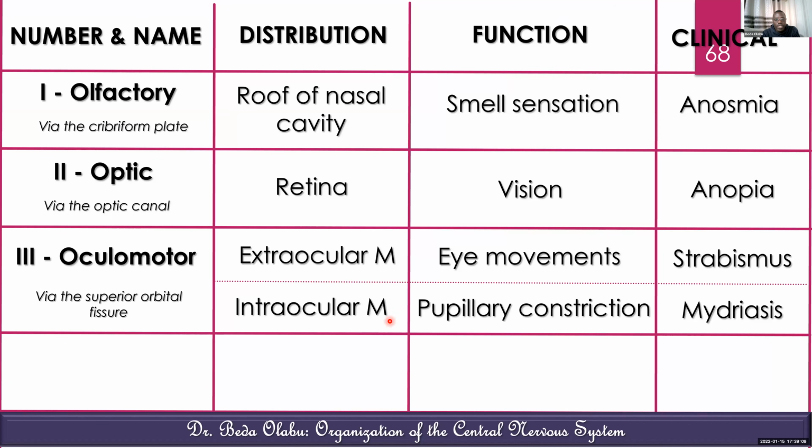Now, the oculomotor does not just supply the smooth muscles of the iris only, it also supplies the smooth muscles of the ciliary body. Remember, the smooth muscles of the ciliary body are still part of the intraocular muscles. Those particular muscles are the ones that control the shape of the lens, which is important in focusing. And so the oculomotor nerve also helps in focusing.